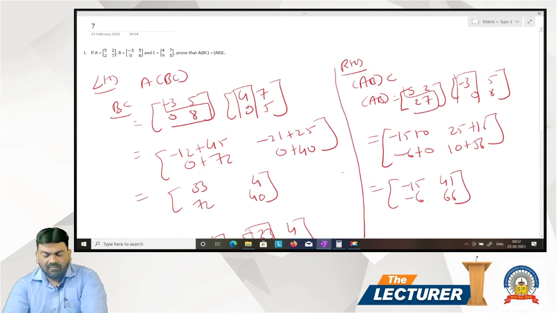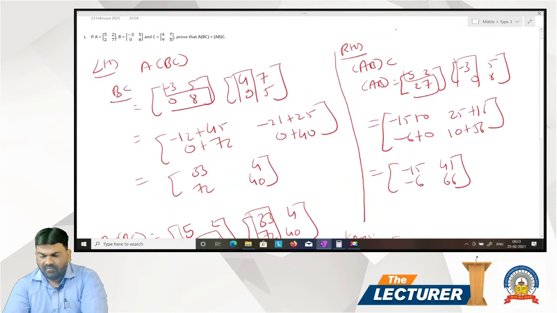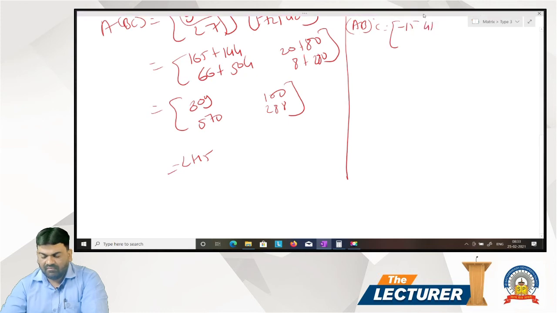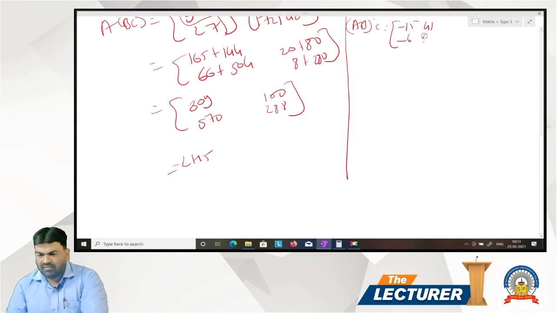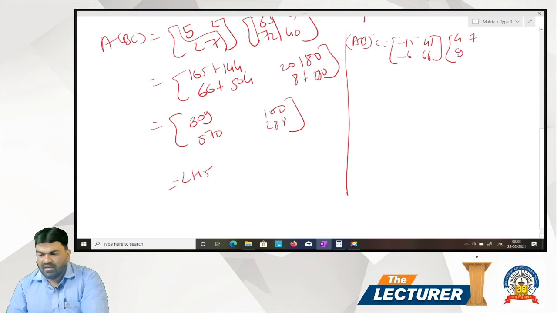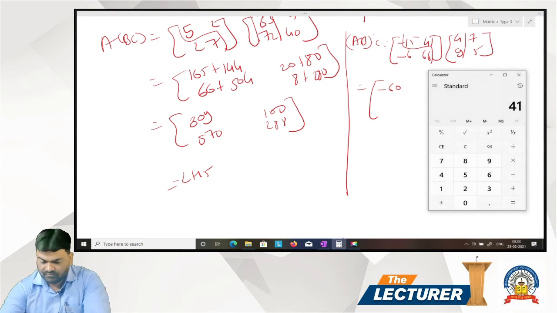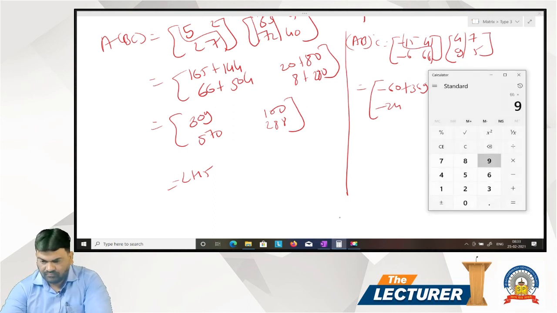Now we have to find out AB multiplied by C. AB minus 15, 41, minus 6, 66, multiplied by C, 4, 7, 9, 5. 15 multiplied by 4, minus 60. 6 minus 60, 41 multiplied by 9, 369. 369 plus 4 multiplied by minus 6, minus 24. 66 multiplied by 9, 594.